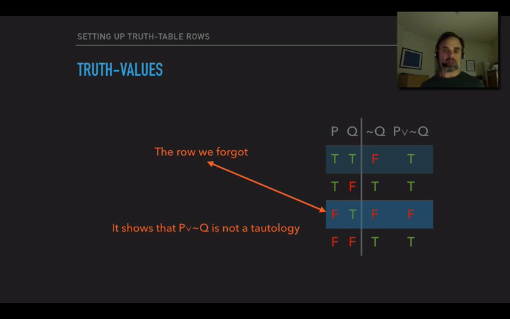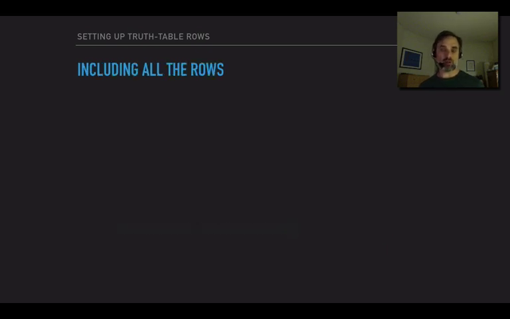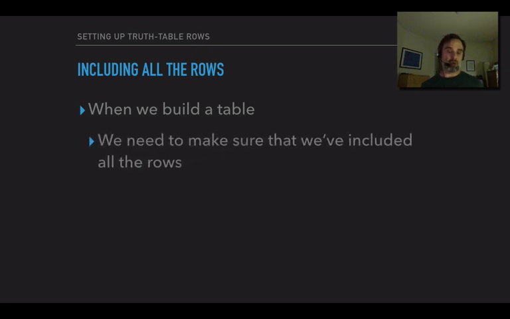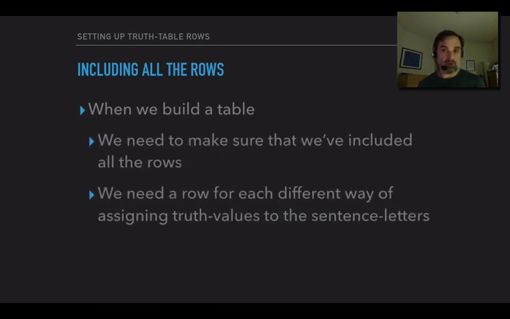So when we set up a truth table, we need to make sure that we have enough rows on the truth table. How do we know that we've included all the rows? Well, we need a row for each different way of combining truth values to the different sentence letters. And so the question for this video is, how do we make sure that we've put enough rows in our table?